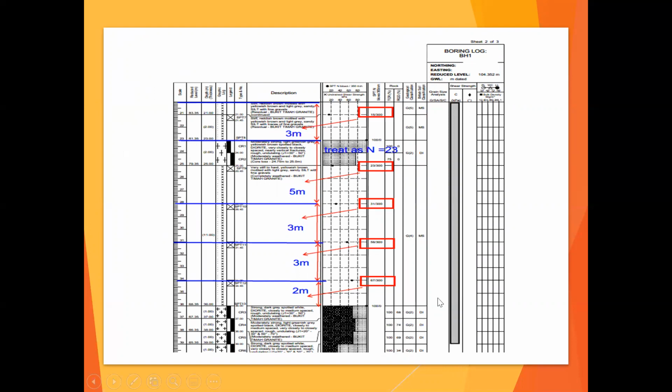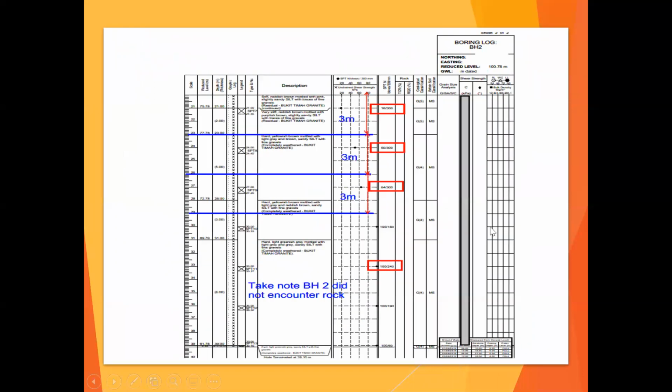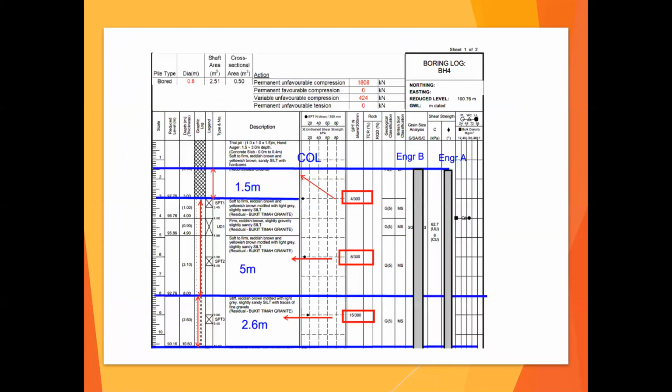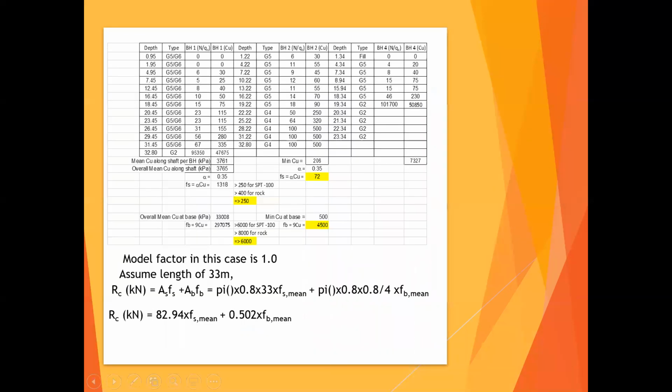Borehole number 2 is residual soil all the way, and we did not encounter any rock. Now, borehole 4, we have a very big boulder, a 7-meter thick boulder, before we hit the soil, and then we hit the final rock next. And the rock head is very high, about 20 meters below ground for this borehole number 4.